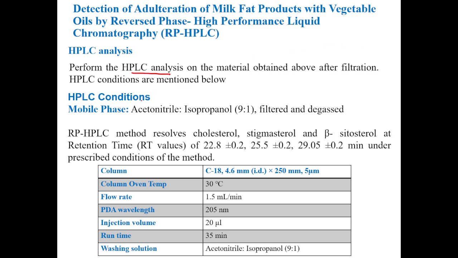So the HPLC conditions to be used are given below. The solvent to be used is acetonitrile and isopropanol in a 9:1 ratio, which is to be filtered and degassed. So the mobile phase you take is acetonitrile and isopropanol in the ratio of 9:1. You filter it and degas it. The conditions are shown here.